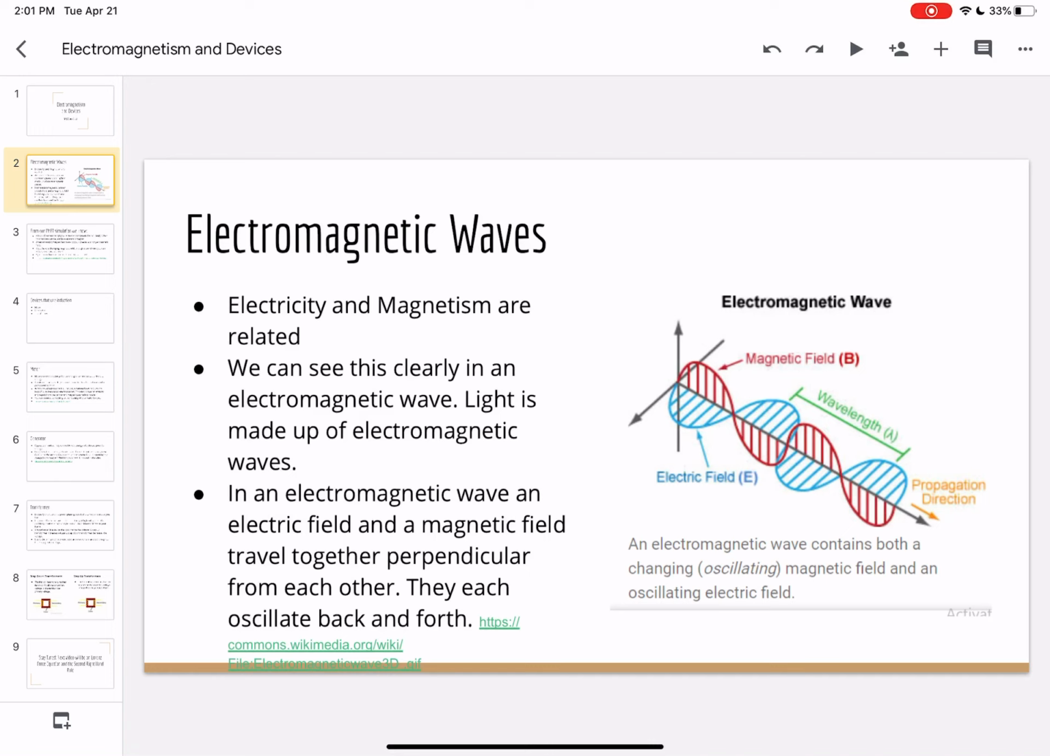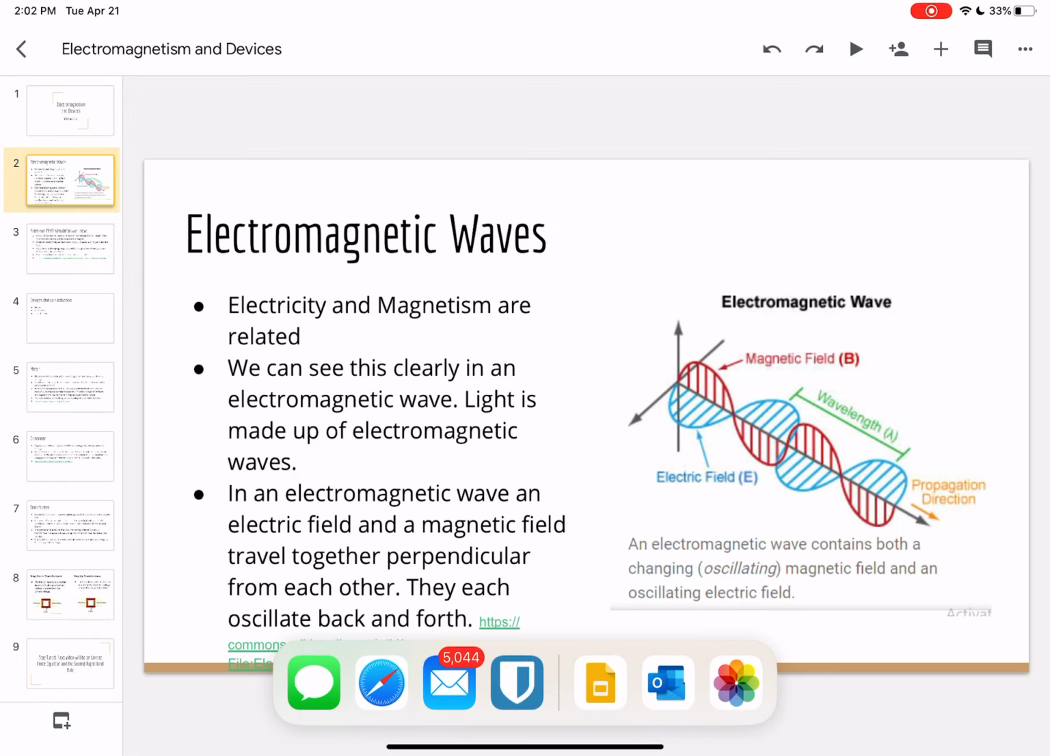We know that electricity and magnetism are related. This is very clear in an electromagnetic wave. You know electromagnetic waves as light. Light is made up of electromagnetic waves. In an electromagnetic wave, we have an electric field, which here we have represented in blue, and a magnetic field, which we have represented in red, and they are traveling perpendicular to each other. That means there's a 90-degree angle between the electric field and the magnetic field. They are oscillating back and forth as that wave propagates.